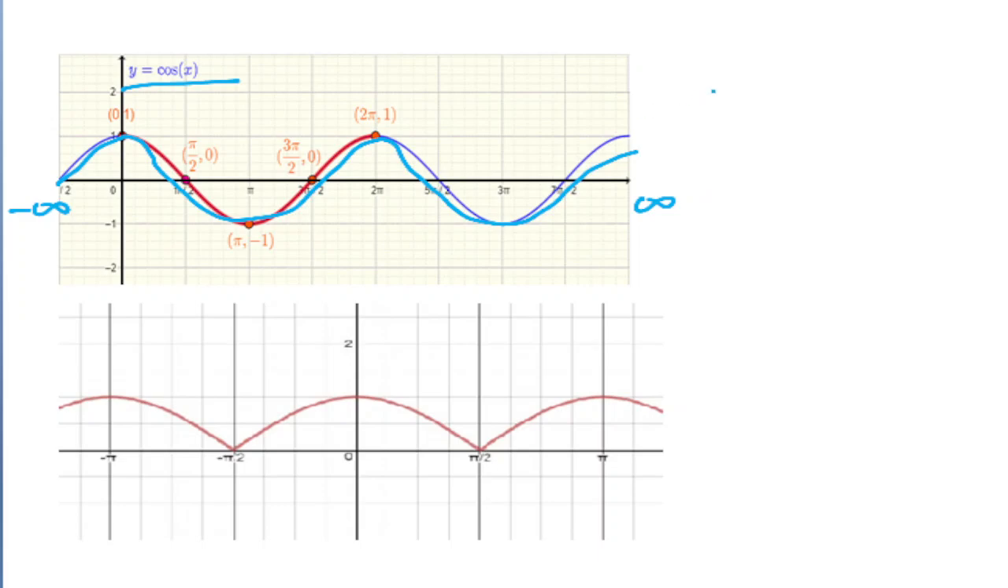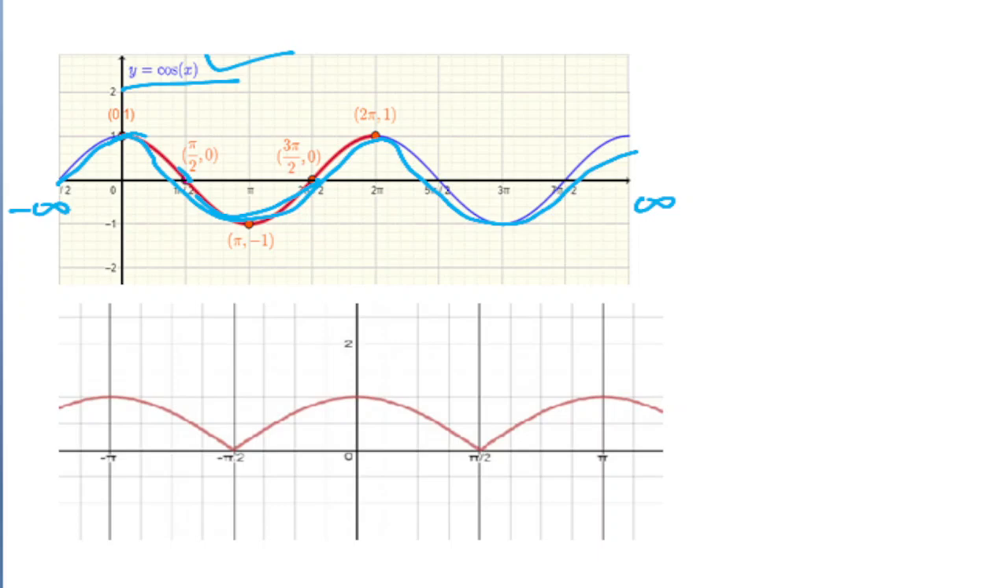I am talking about which function, friends? Cos x. Now let's see the graph of modulus of cos x. Before going to modulus of cos x, you have to see the graph of cos x here. From minus pi by 2 to plus pi by 2, the graph is above the x-axis. Pi by 2 to 3 pi by 2, the graph is below the x-axis. So what can you conclude from this?